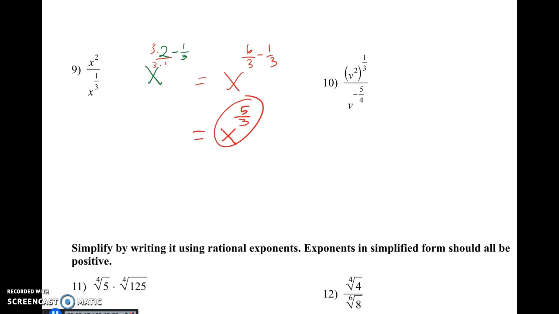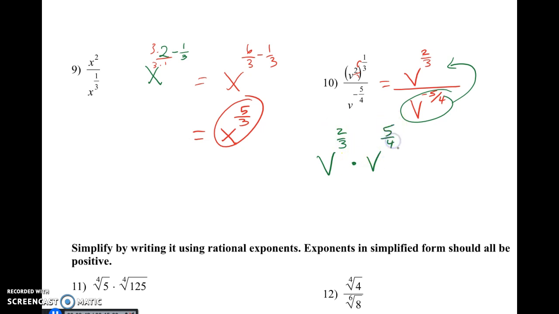Looking at number 10, I see v squared to the power of 1/3. Well, we went over this in an earlier example where we're going to multiply these exponents. So I'm going to get 2 over 1 times 1 over 3 is v to the power of 2 over 3. On bottom, I have v to the -5 over 4. Now I can either subtract these exponents, or I can bring this one to the top, and I'm going to end up adding their exponents. So I would have v to the 2/3 times v to the 5/4. And since I have same base, I add their exponents.